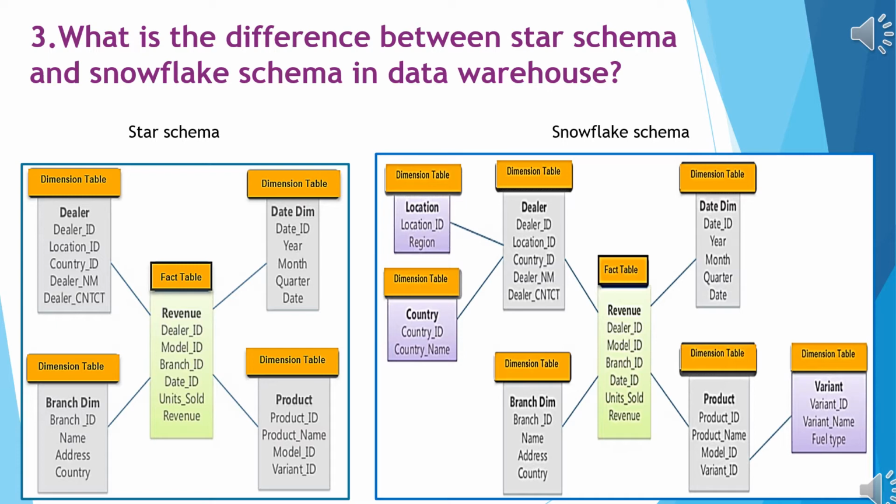The third question is what is the difference between star schema and snowflake schema in data warehouse? Here you can see I'm showing two diagrams. One is for star schema and another one is for snowflake schema. Star schema will contain fact table in the middle and it is connected with the different multiple dimension tables like a star. And in snowflake schema, fact table will be a centralized table and it is connected with multiple dimension tables, and these dimension tables are again connected with multiple dimension tables.